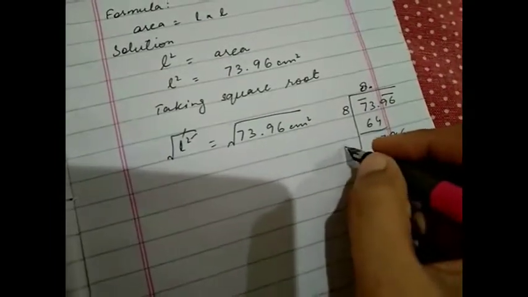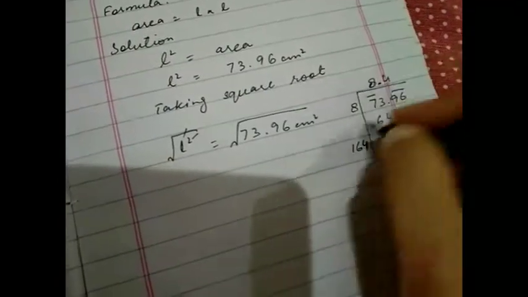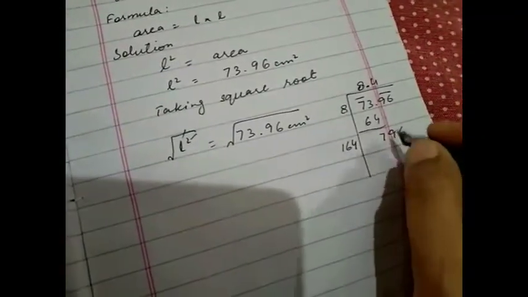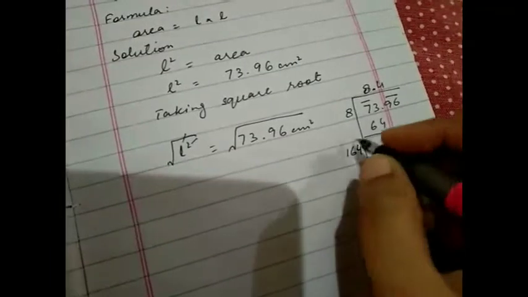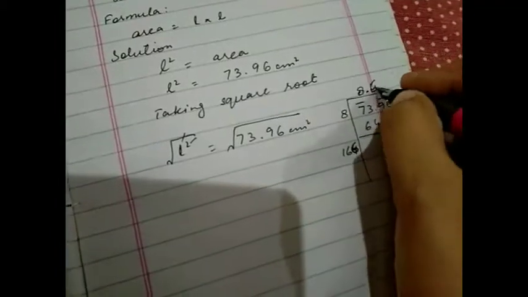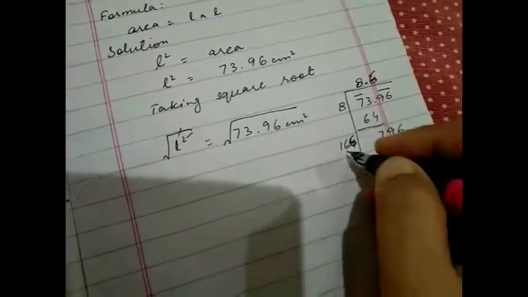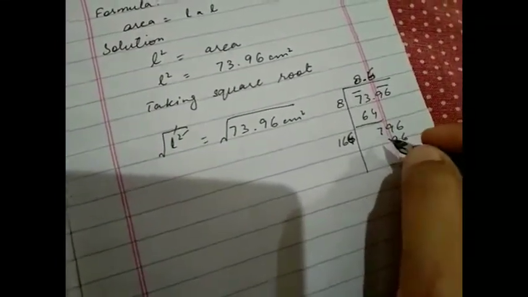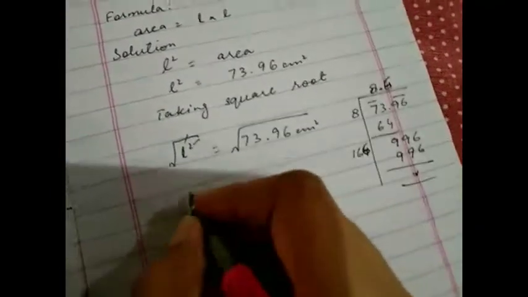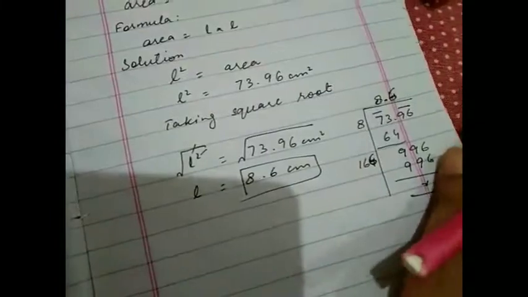8 plus 8 is equal to 16. I will choose 4 with it, and 4 multiplication with 4. 4 4 is 16. 4 6 is 24. Sorry, I will use 6 because 4 is not completing the value. 6 6 is 36. 6 6 is 36 plus 3, 39. 6 1 is 6 plus 4 is equal to 9. The total value is, the length of one side is 8.6 centimeter. That is the answer.